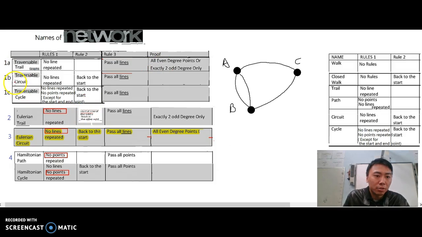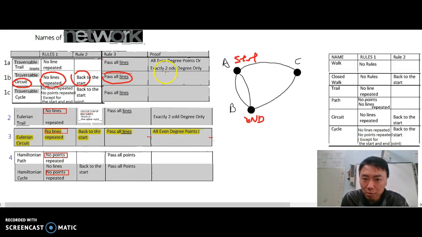And now the transversal circuit. For a transversal circuit, that means we have to use all the lines at the same time. We cannot pass through a line twice. And the last rule, because it's a circuit, I need to go back to the same point. So just now I started from A and ended up at B, which is a transversal trail, but it is not a transversal circuit because I need to get back to the same point. If it starts and ends at a different point, I cannot call it a transversal circuit. It is not a circuit in this case.